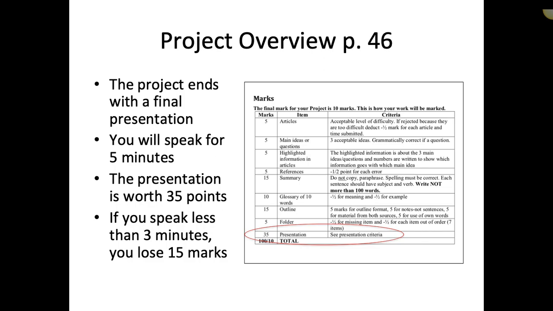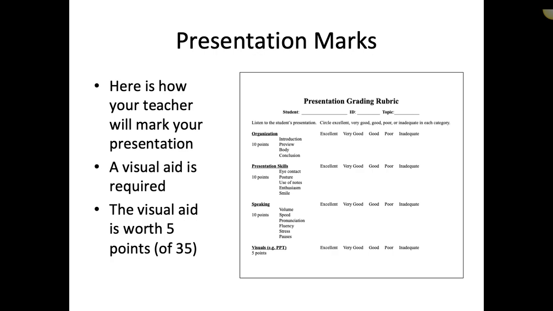Let's see how the presentation will be marked. Here you can see how the teacher will mark your presentation. He or she is going to look at 4 things: the organization, the presentation skills, your speaking, and the visual aid. The visual aid is worth 5 points and it is required. So I want to talk to you about the visual aid.